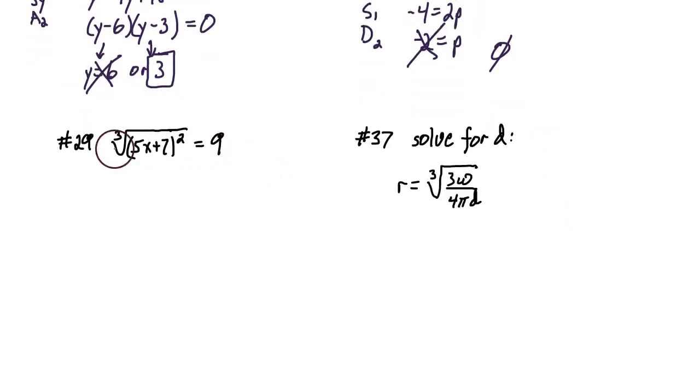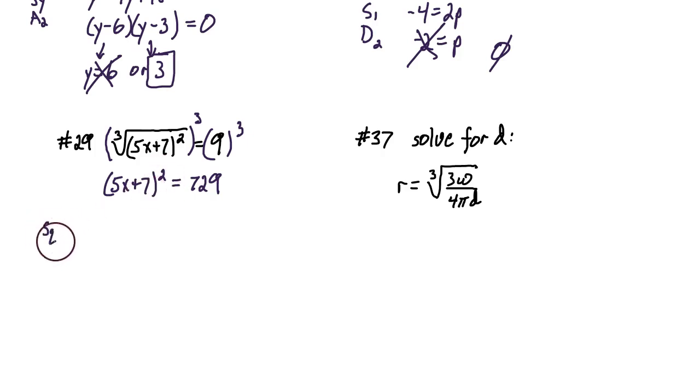Number 29, we can remove the cube root by raising both sides to the third power. That produces the expression that was inside the radical. And with the help of a calculator, we can figure out what 9 to the third power is. That's 729. Now we want to remove the squaring, and you do that using square root. So that creates the 5x plus 7.